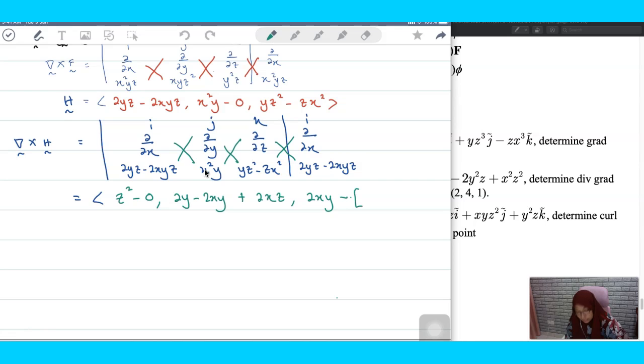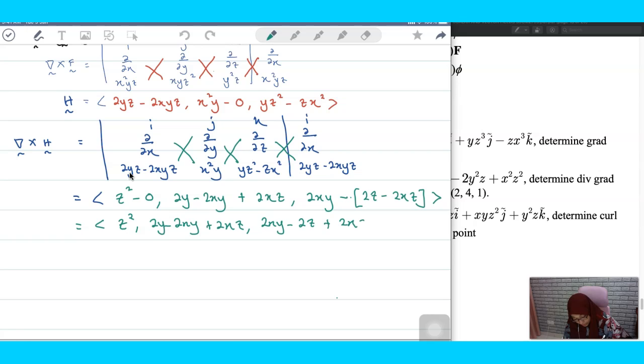Okay, and then i cross j, so differentiate this with respect to x, so 2xy minus, differentiate this with respect to y, so 2z minus 2xz. Okay, so in simplified form, you will get 2y minus 2xy plus 2xz, and then 2xy minus 2z plus 2xz.